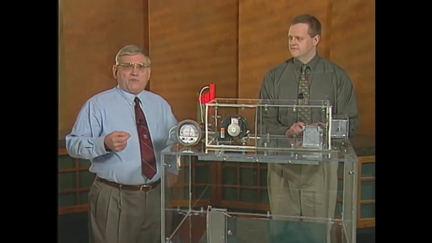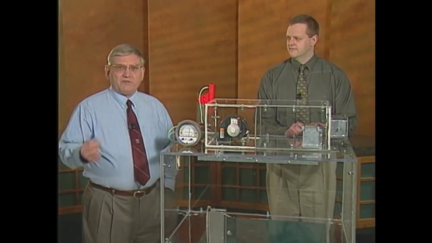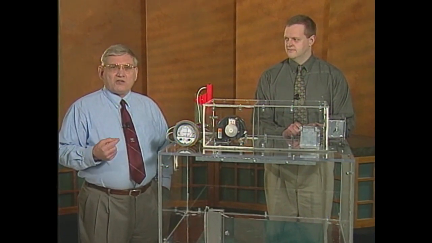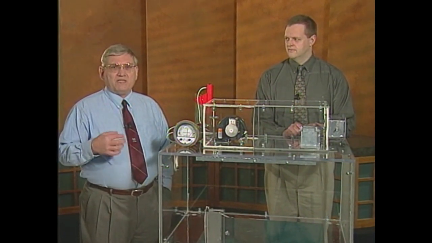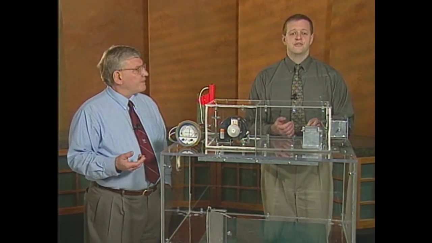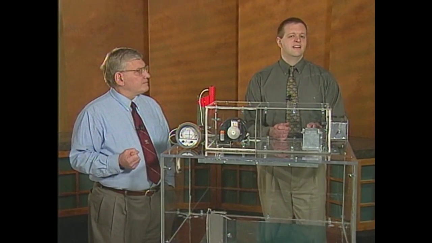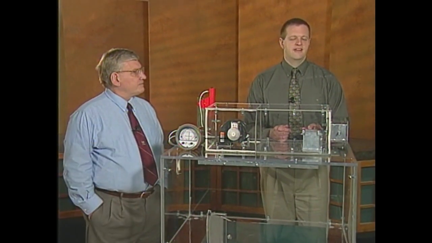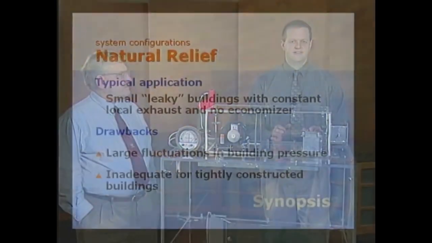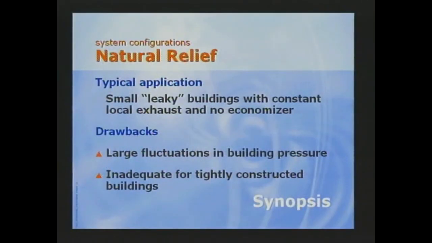This could even create a potential security problem for the building because the doors are essentially open to the space. It also could cause airflow problems in the building, which result in poor temperature control. Natural relief may be suitable for small, less tightly constructed buildings that have constant local exhaust operation and no airside economizer. However, the building may still experience fairly wide fluctuations in pressure due to other influences.